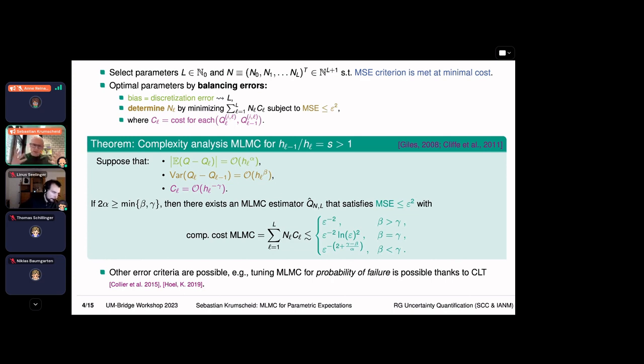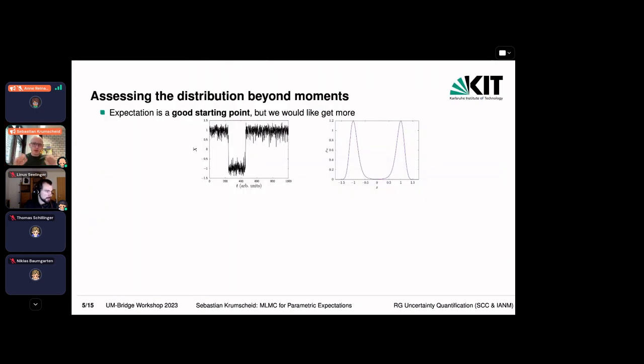So this multi-level structure is quite simple, right? In some sense there's not much going on. You need a bunch of hopefully natural assumptions, so you can do some mathematics. But what I want to emphasize here is that I believe when talking about uncertainty quantification, assessing the expectation is a very good starting point, but it should not stop at just assessing the expectation of an uncertain quantity of interest.